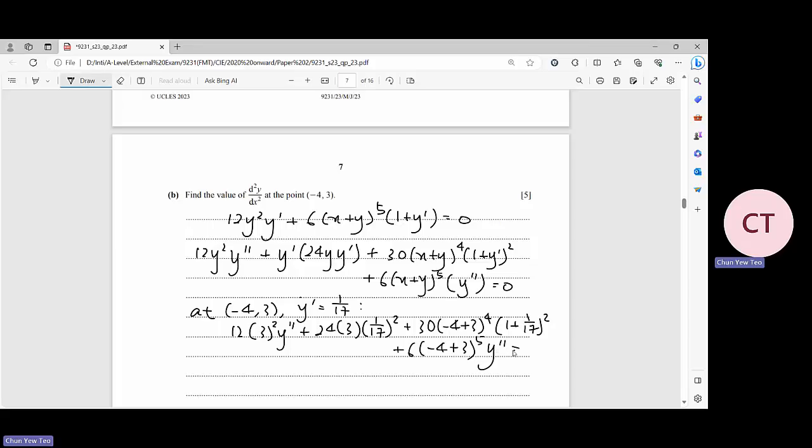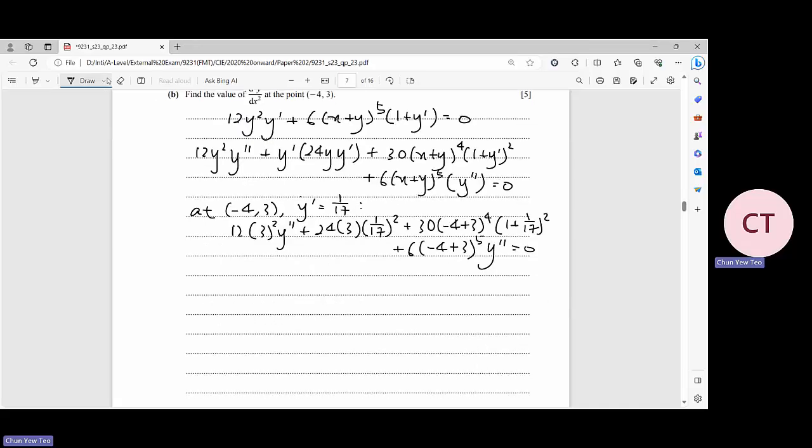Then your y double prime equals 0. For this part we need to use a calculator. You can see that this is a y double prime, and this is the y double prime. I need to combine them together, so in order to combine them, just use your calculator.